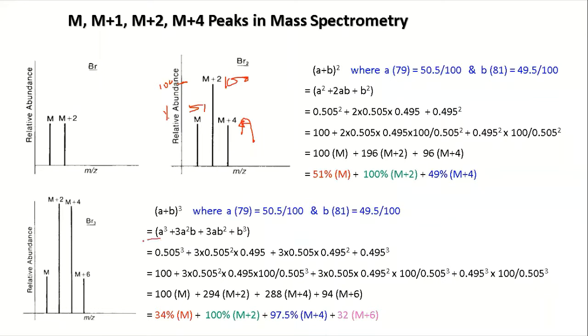A cube is completely generated from 79, so this is going to give you the M. For 3A square B, you look at 1B here and 2A, so that means you are having M plus 2. B means it is 81, so 2 units more here. So 3A square B is going to give you the M plus 2. Now 3AB square: you have 1A and 2B. So 2B means you have twice of plus 2.